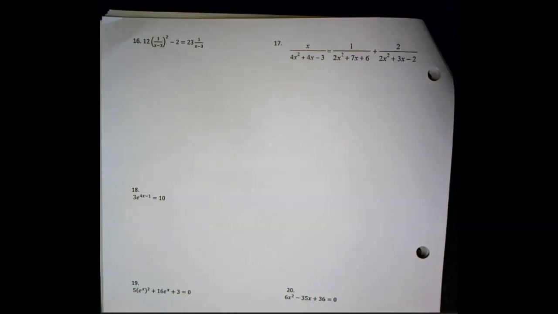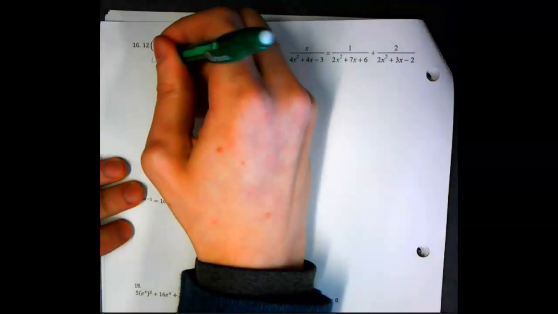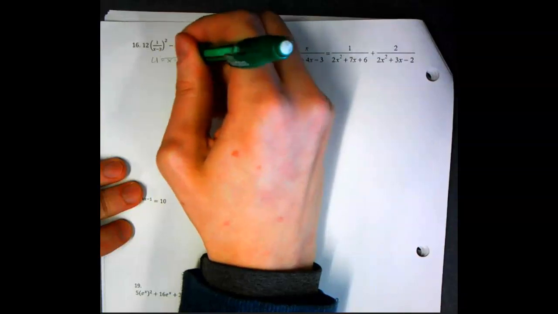Okay, so tonight we're going to be working on problems 16 through 18. Problem 16 is going to be that U substitution that you guys enjoyed so much last chapter.